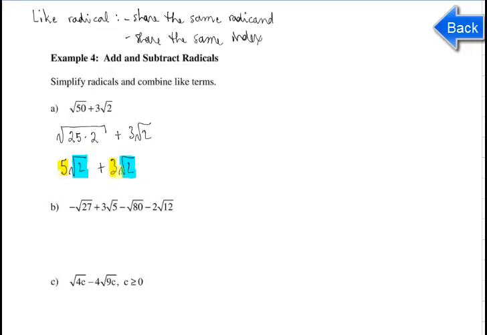Okay, so 5 plus 3 is 8, and you write your answer as 8 root 2. Now, if this is confusing, just think about if you had, for example, 5x plus 3x. This is something you're very familiar with. All you're going to do is add your coefficients, which are 5 and 3, and leave your variable as is. So 5 plus 3 is 8, leave your variable as x, your answer is 8x. So try to take what you know about combining like terms and apply it to combining like radicals.